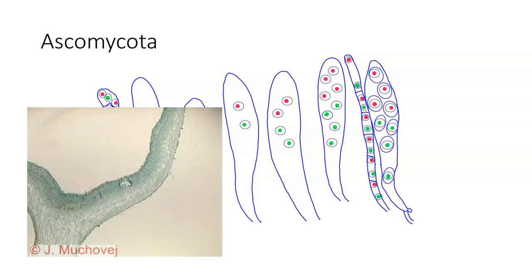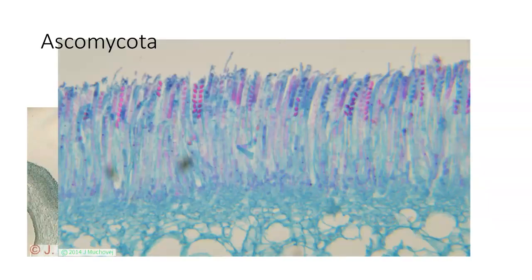This shows you part of an ascocarp, and in this particular instance, we're talking about an apothecia, and you can see the upper layer in here looks like it's got a lot of stuff in it, and if we blow that up, what we see is we see the asci.